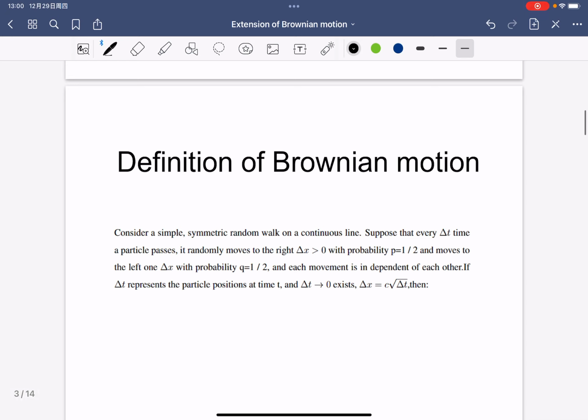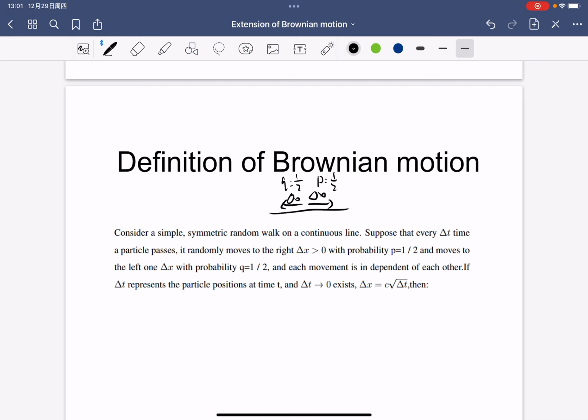First, let's see the definition of Brownian motion. Consider a simple symmetric random walk on a continuous line. Suppose that every delta t time, a particle randomly moves to the right by delta x greater than 0 with probability p equal to 1/2, and moves to the left by delta x with probability q equal to 1/2. Each movement is independent of each other.